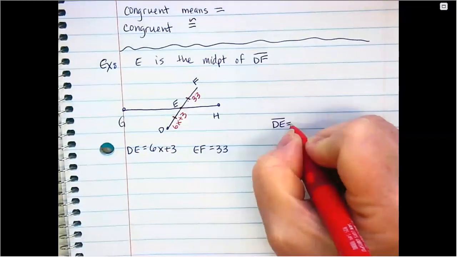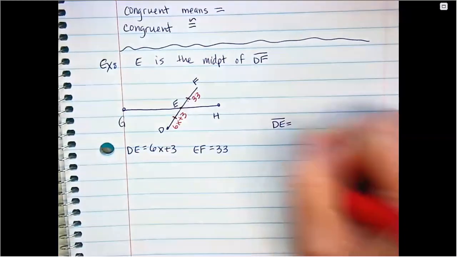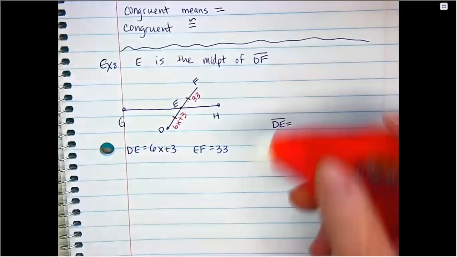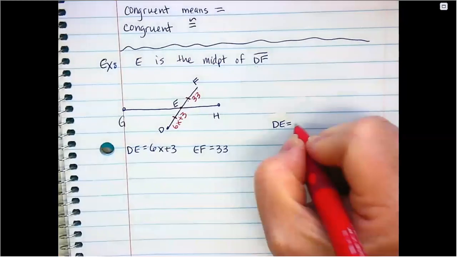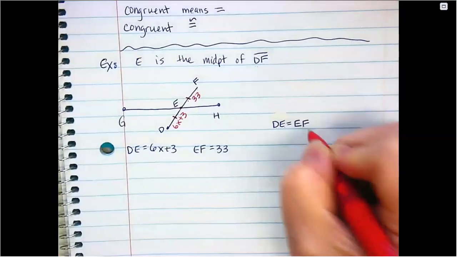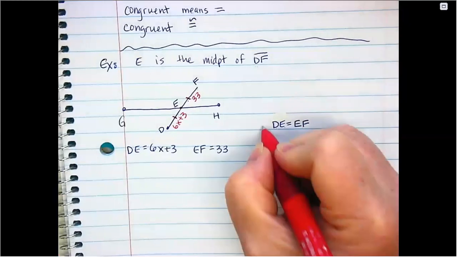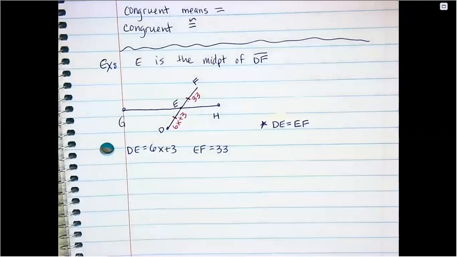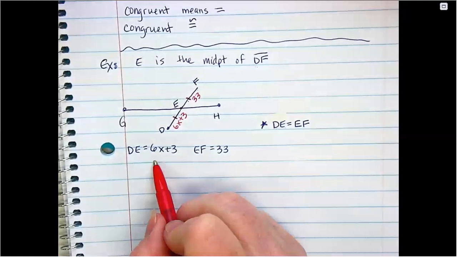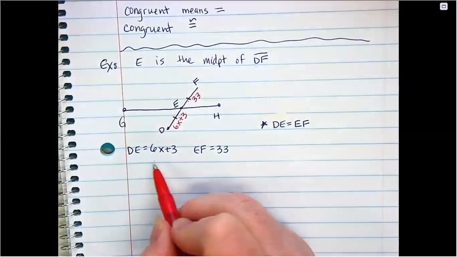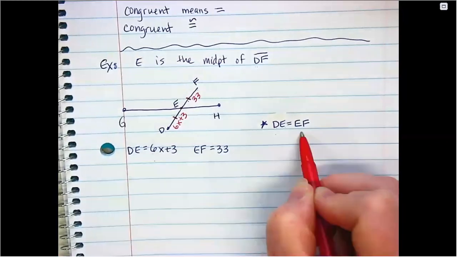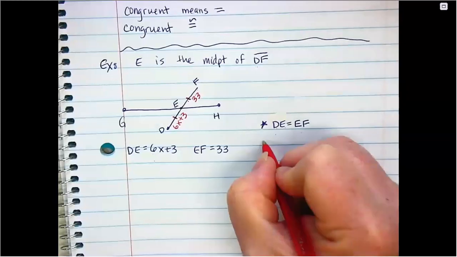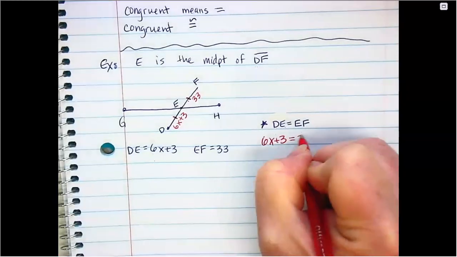We also know that the distance from D to E is equal to the distance from E to F. And because that's true, we can use that information, we can substitute. It's going to be one of our properties that we learn about: substitution. 6x plus 3 for DE, and we can substitute 33 for EF, and it looks like this. So 6x plus 3 is equal to 33, and then we solve.